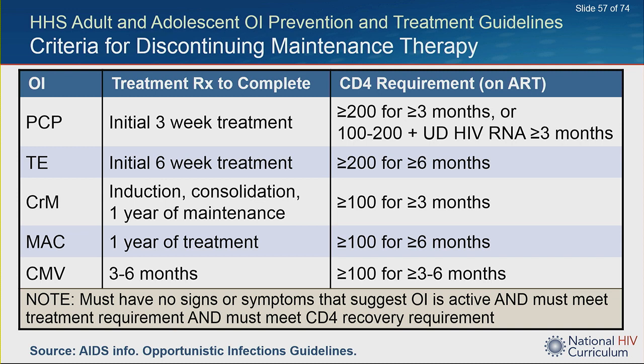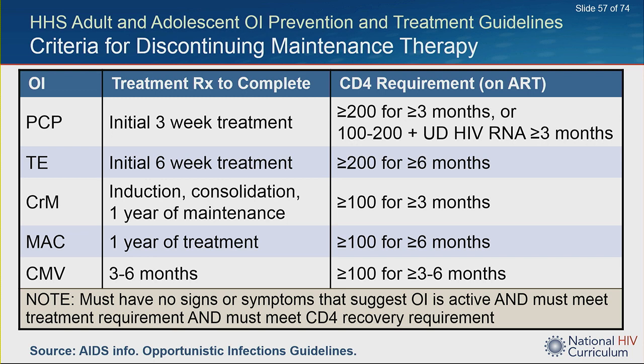Okay, so as opposed to going through these one by one, I thought I would summarize it for you. This is really the nuts and bolts of distilling for the clinicians what you would do in the clinic when people come back for follow-up with their OIs. So if they've had pneumocystis, I just went over this one. They've got to complete their initial treatment, and then you've got the option of either choosing that above 200 for 3 months, or if you want to be more in line with the most recent recommendation, CD4 count between 100 and 200 and an undetectable viral load for at least 3 months.